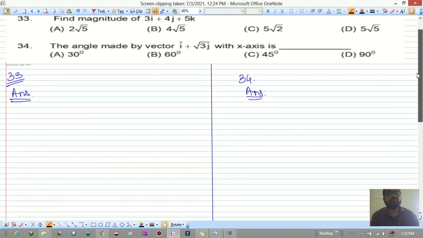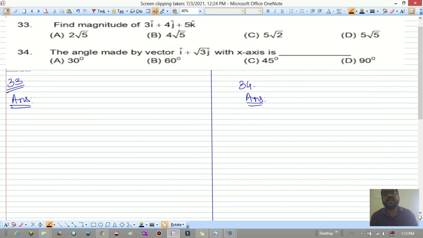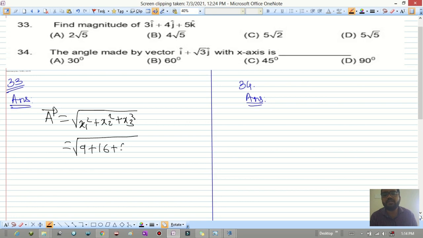33 now. Find the magnitude of 3i hat plus 4j hat plus 5k hat. So magnitude of the given vector is very simple. It is root of x1 squared plus x2 squared plus x3 squared, isn't it? So which is equal to root of what is x1 squared? 9 plus what is x2 squared? 16 plus 5 squared, that is 25. So if you just solve this, you will get 25 plus 25, 50, which is equal to, we have 5 root 2 is the correct answer.